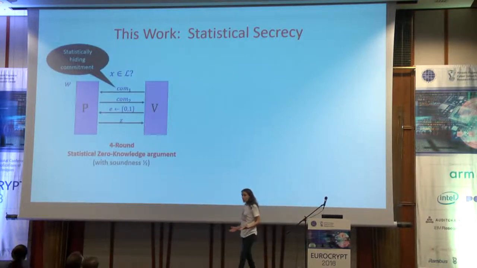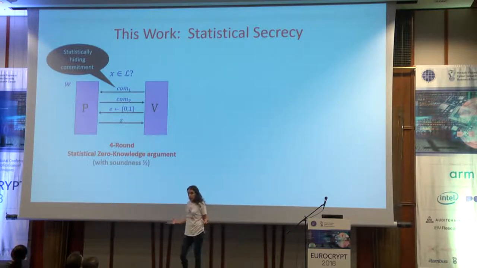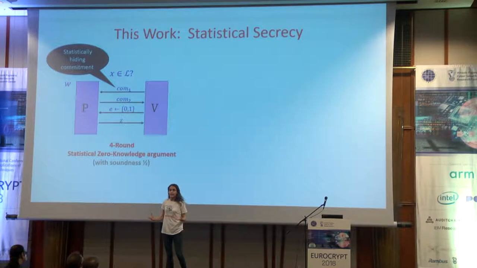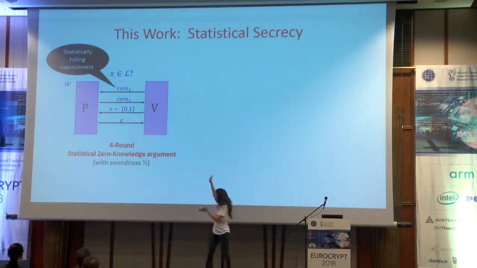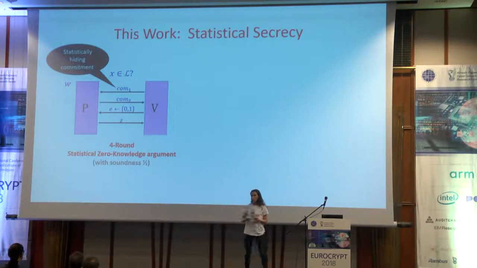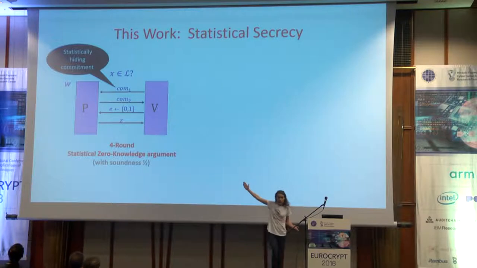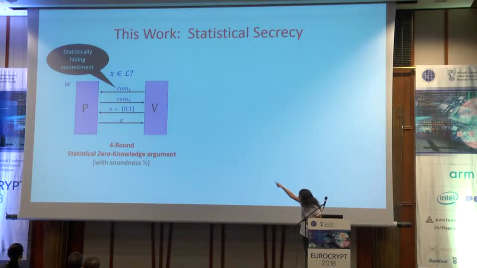So what do we do? Well, we look at the Blum protocol, same Blum protocol, and we know how to make it statistically zero knowledge. How? Instead of using a statistically binding commitment, as in Blum's, you use a statistically hiding commitment. If the commitment is statistically hiding, this is known to be statistical zero knowledge. Again, with soundness half, but that can be amplified later. So we have a statistical zero knowledge argument. Now it's an argument because the commitment is only computationally binding.